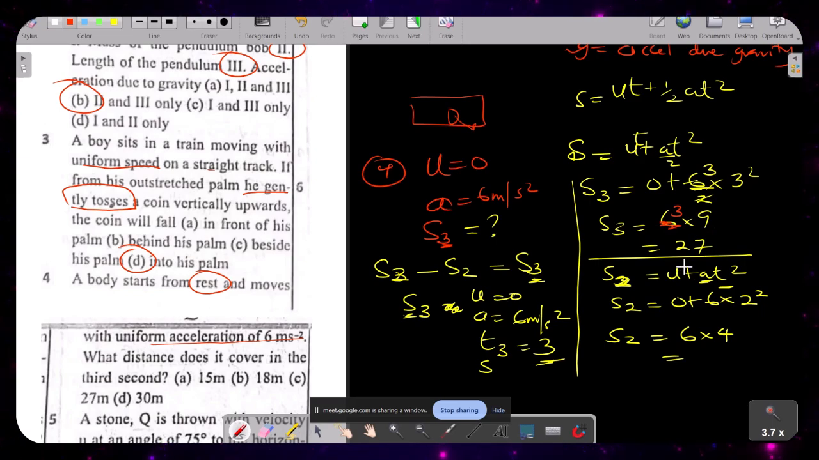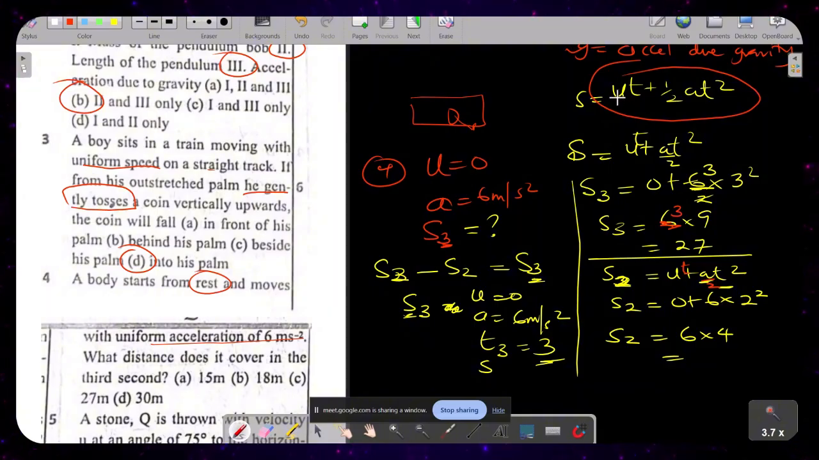So from this now, let me correct this formula. I will say divided by 2. Divide by 2 because according to the formula that I have here, I have it as ut, and u is already 0. Since it is 0, 0 times t will give me automatically 0.